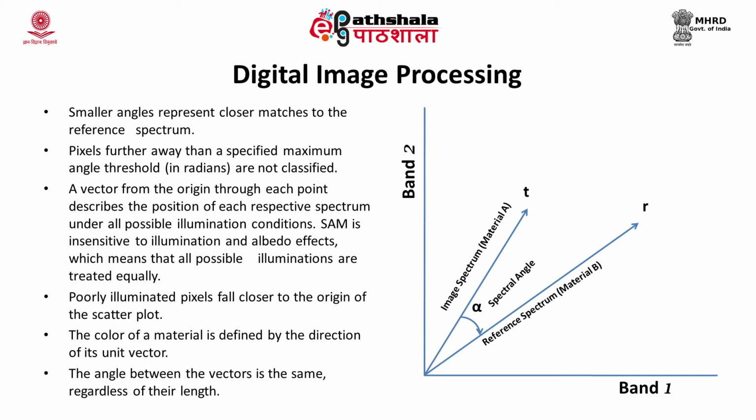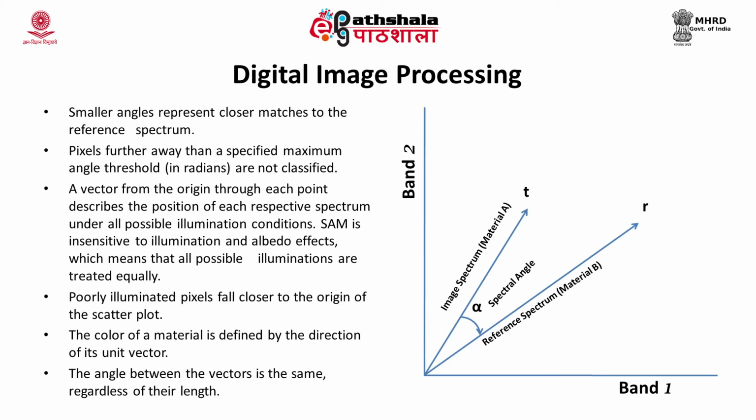So, how are we getting information from this particular exercise? If you have a smaller angle, that will represent a closer match to the reference spectrum. If a pixel is farther away than a specified maximum angle threshold in radians, it will not be classified. A vector from the origin through each point describes the position of each respective spectrum under all possible illumination conditions. SAM is insensitive to illumination and albedo effects, which means that all possible illuminations are treated equally.